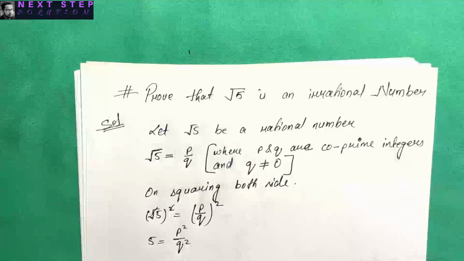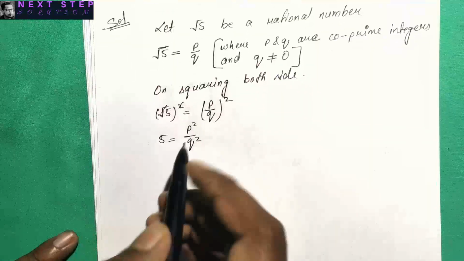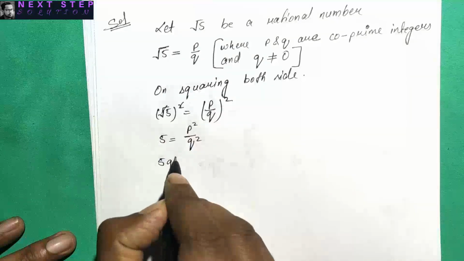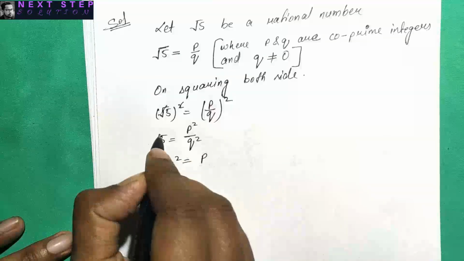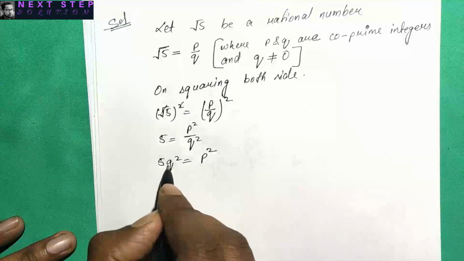Now, if we cross multiply, it becomes 5q square equals p square. The q square is divided here; if you send it to the other side, it becomes multiply. Now, 5q square equals p square.